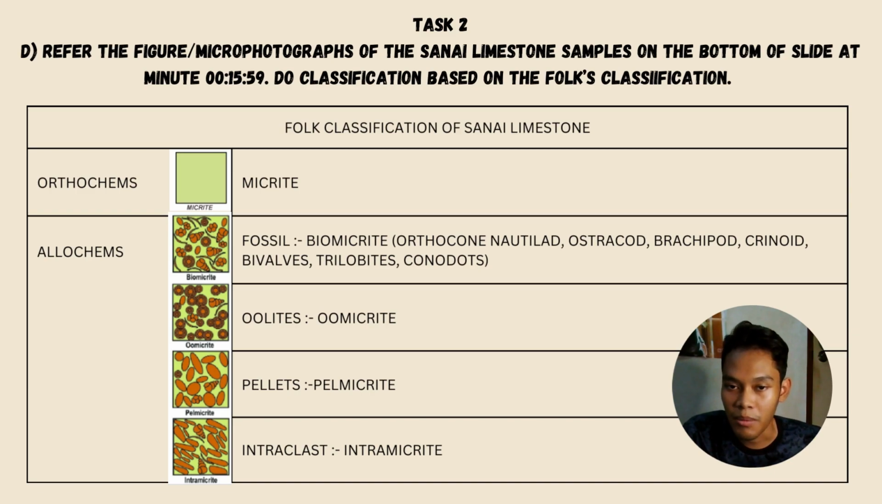The fossils are biomicrite, orthoconic nautiloid, ostracod, brachiopod, crinoid, bivalves, trilobites, and conodonts. For oolites, there is oomicrite. For pellets, there is pelmicrite. And lastly, for intraclasts, there is intramicrite.